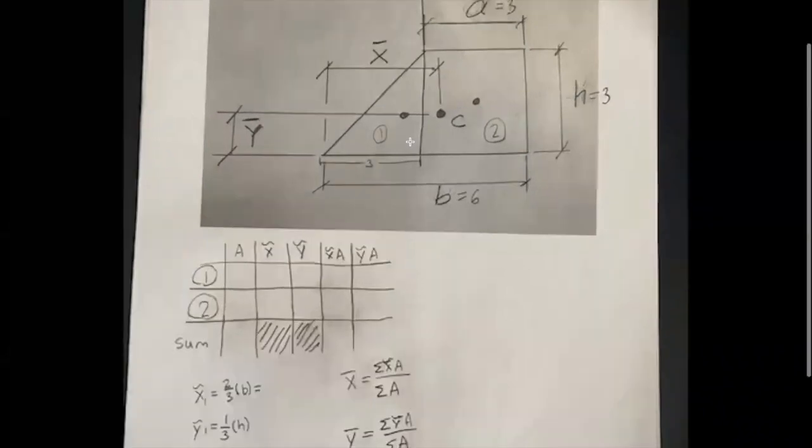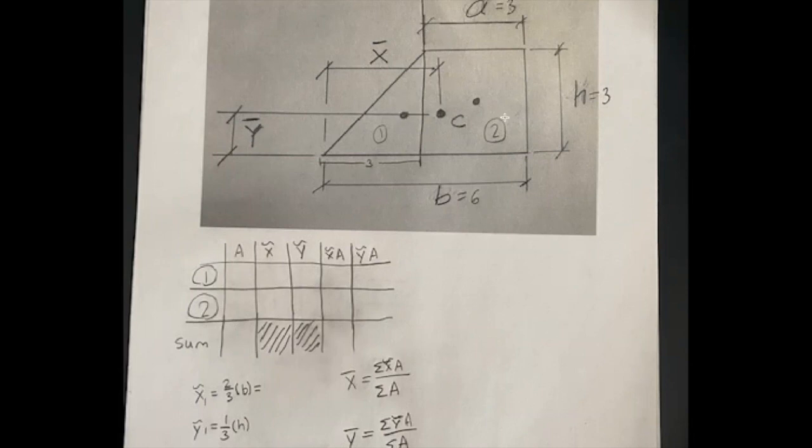So what I first did was I assigned some numbers for our lengths, and I drew the centroids for each of these shapes. I split the whole shape up into two parts, one part triangle, the second part a square, and drew the centroids. The difference between this problem and the first problem on our homework is that this x starts over here.